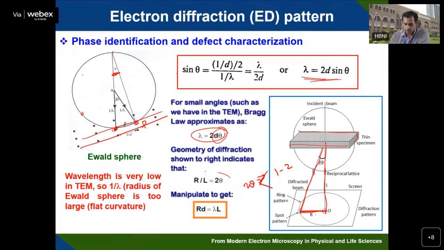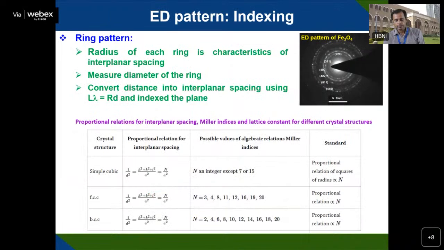Then, considering these two equations, we get Rd equals L lambda. So this Rd equals L lambda is the main equation that you can use to identify different electron diffraction patterns. I'll discuss how you identify this using the equation Rd equals L lambda.